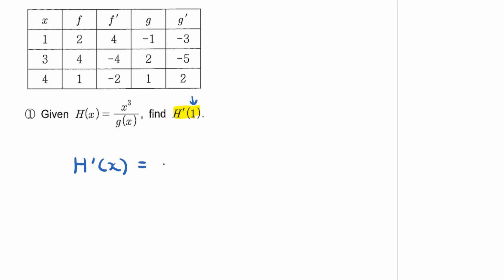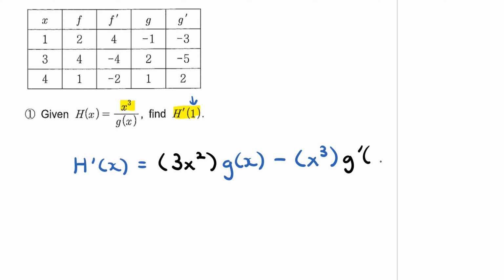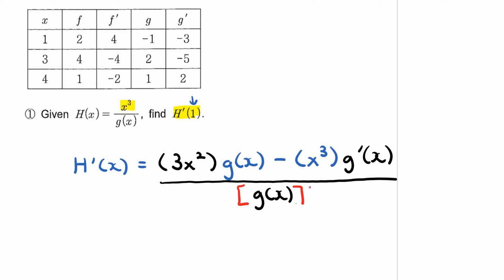All right, so the derivative of the top there is going to be 3x squared times the bottom, which is g of x, minus the top, which is going to be x cubed, and then we times that by the derivative of the bottom, which is g prime of x, and then we divide that by g of x all squared. Okay, so there is the derivative right there.